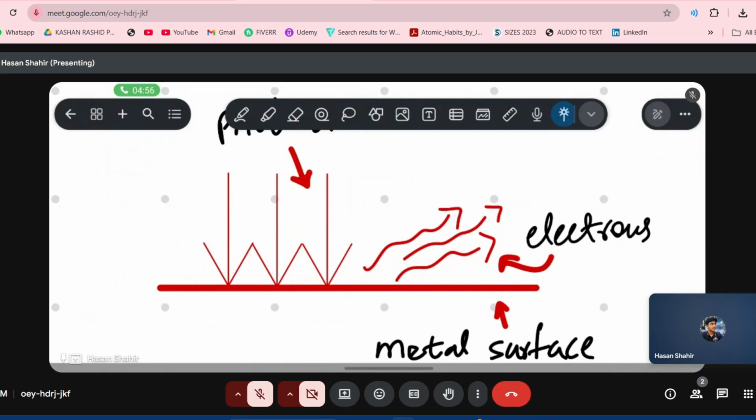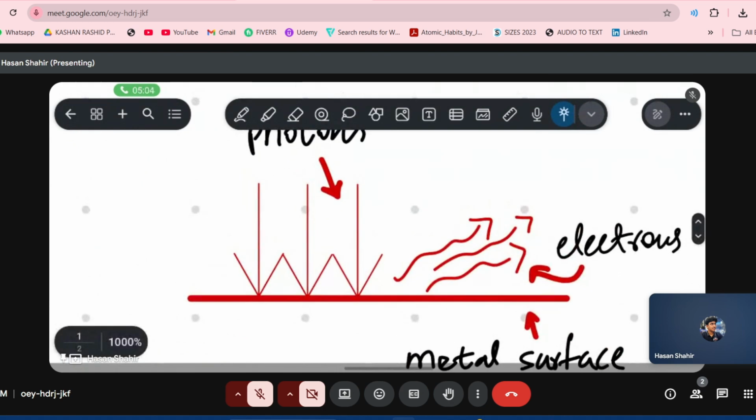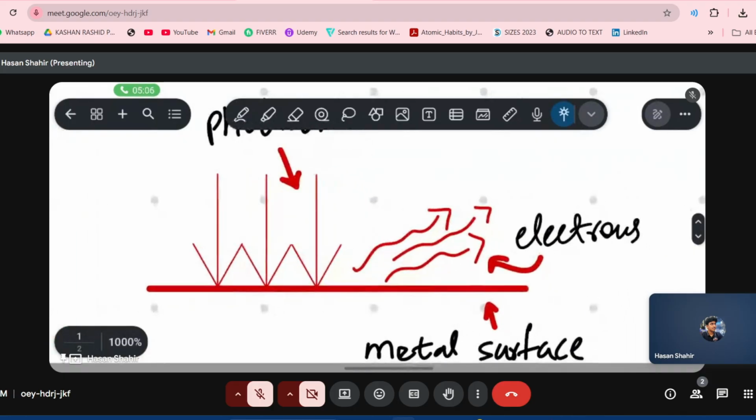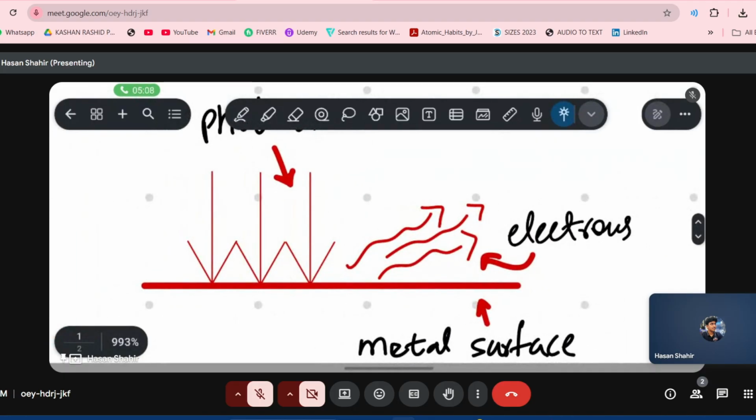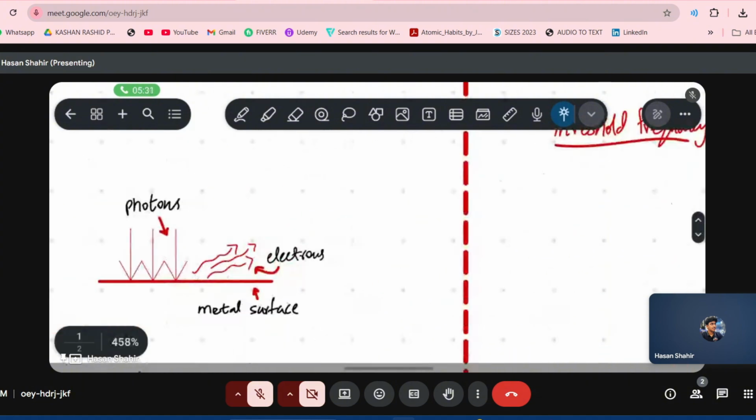Now, why is that? Because in the metal surface we have free electrons. Free electrons absorb the energy of the photon, and the relation is a one-to-one relation between one electron and one photon. One photon transfers its energy to one electron, and the energy of the photon becomes the maximum kinetic energy of the electron. Hence, this gives it enough energy to escape from the metal surface. Now let's go over the reasonings.